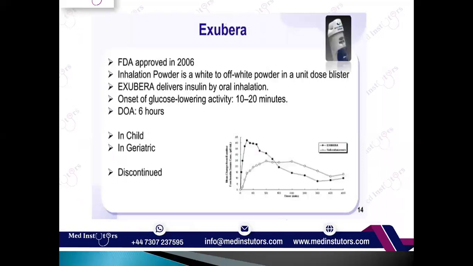Now we have certain other forms of insulin. We have already seen the rapid acting insulins, short acting insulins, intermediate acting insulins, long acting insulins, and ultra long acting insulins. So, are you okay with this classification of insulins given by injection: rapid acting, short acting, intermediate acting, long acting, and ultra long acting, degludec and icodec?